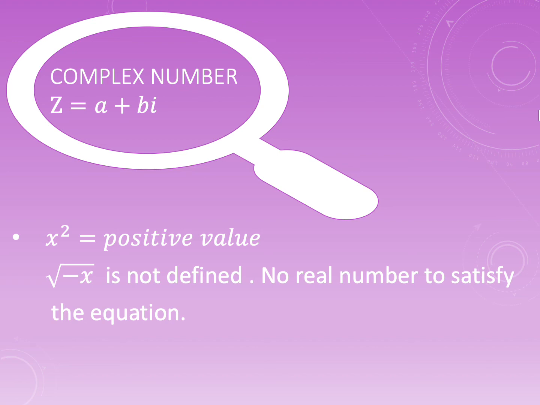An introduction to complex numbers. The square of any real number is always positive. So the square root of a negative number is not defined, because there is no real number to satisfy the equation.